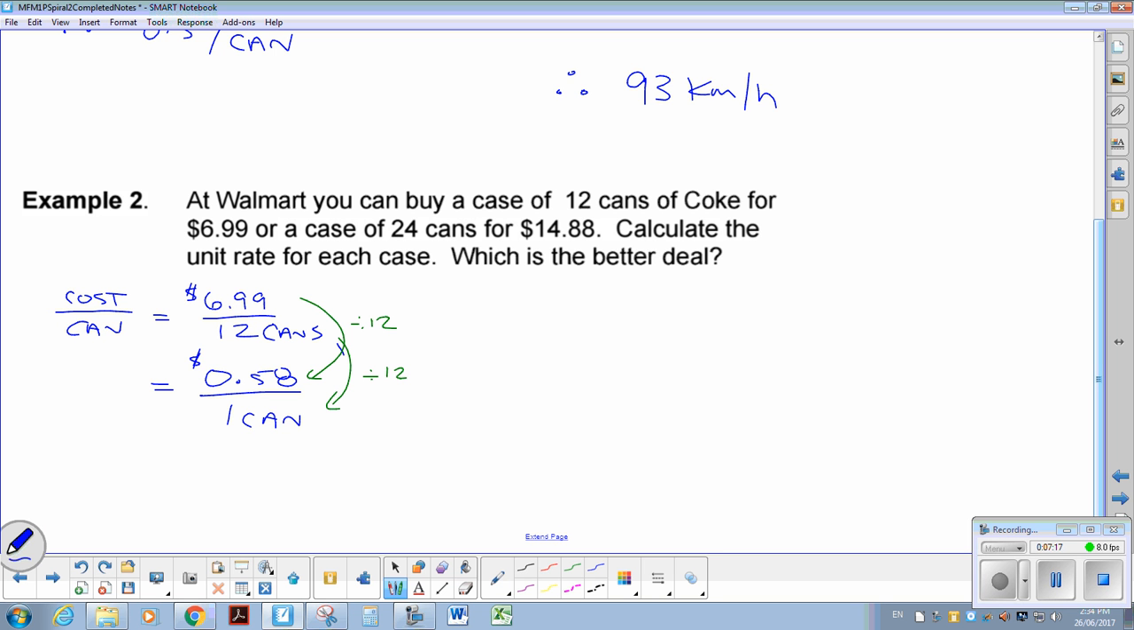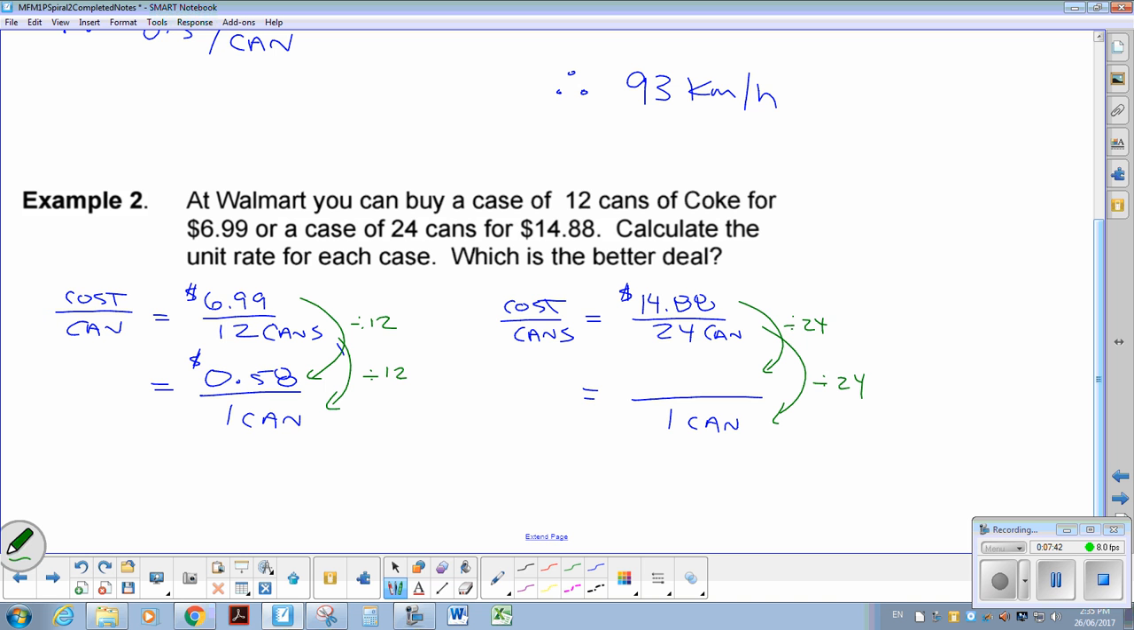Or they're also offering a deal on 24 cans. Same thing, cost over cans. This time it's $14.88 for 24 cans. Which is the better deal? Well, we need to get it down to how much it costs per can. So we divide by 24. 14.88 divided by 24, and we get 62 cents.